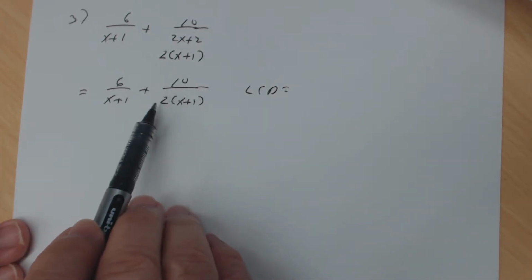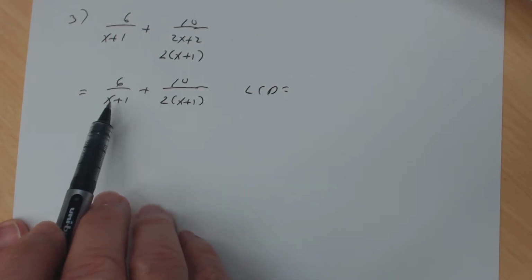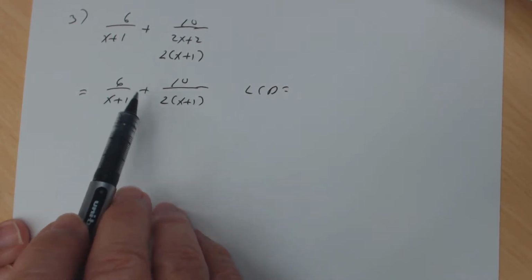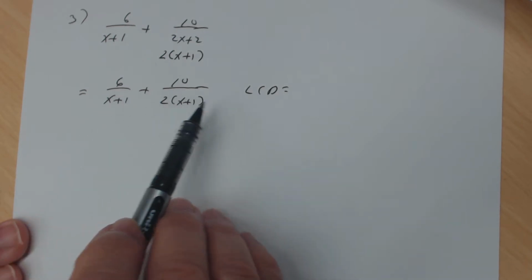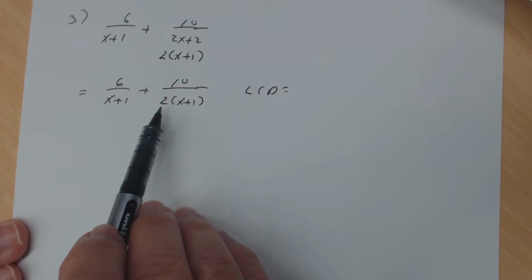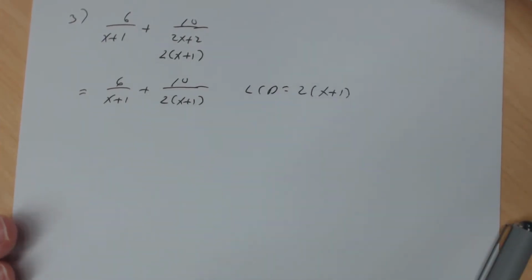The other factor I see is a 2. There are no other factors that are coefficients, so to speak, except this would be a 1. If you put this in parentheses, that would be a 1 here. So the LCD would be, you have to include this 2, so the LCD would be 2 times x plus 1.